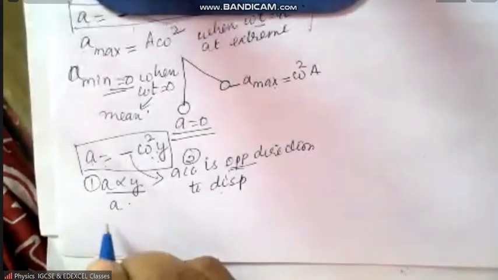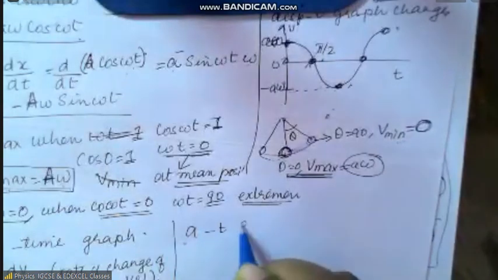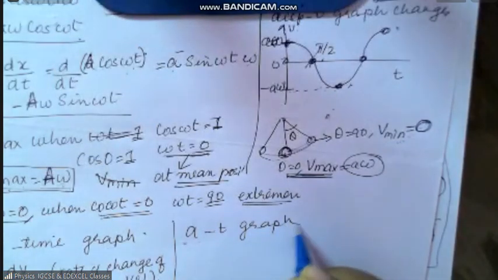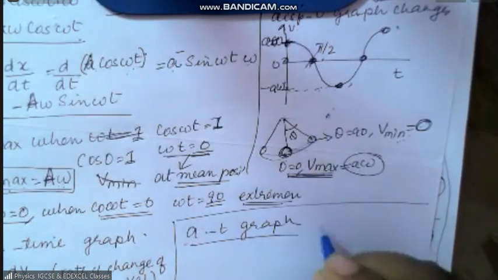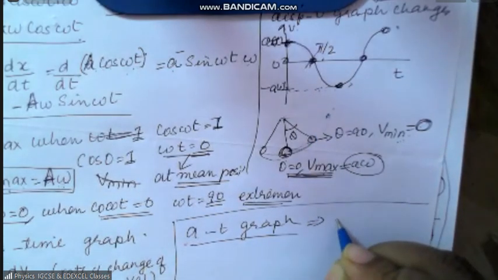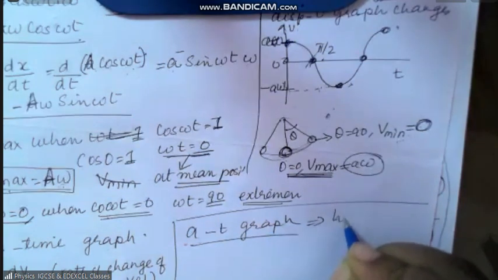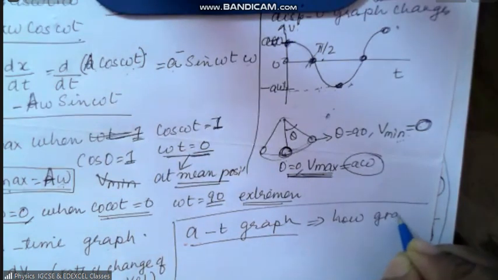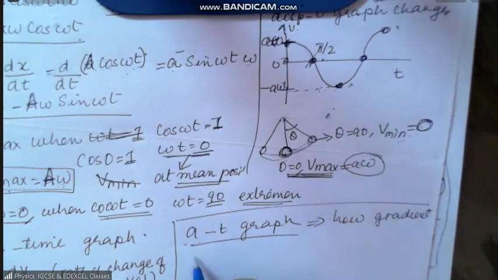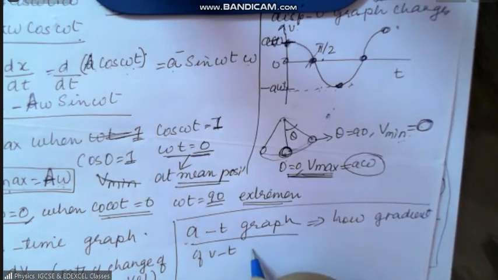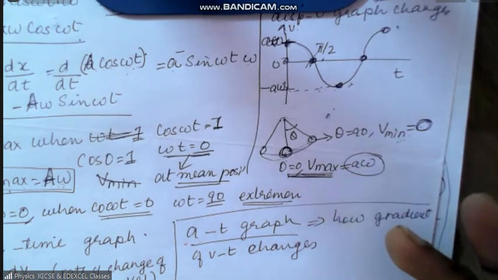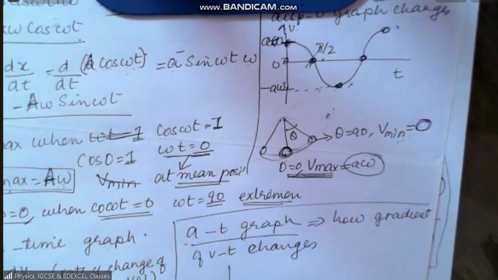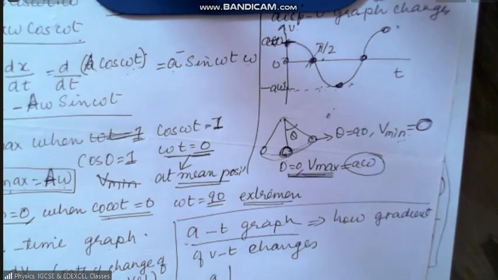Not only acceleration, since acceleration is equal to force by mass, so force as well. Now the acceleration time graph, from where do we get it? From this one. This is actually the gradient change, how the gradient of the velocity time graph changes. That is how you draw any acceleration time graph. All right. So this is acceleration against time.